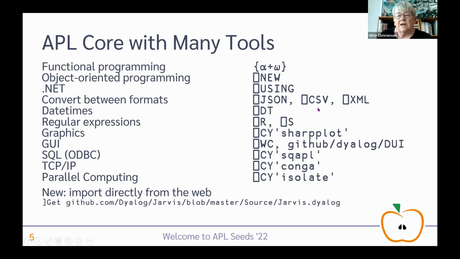You need to get data in and out of your workspace where you can process them. So we have various functions to, for instance, import comma-separated variables or data in XML format or JSON format. We have date-time functions. We have regular expressions, built-in graphics, plots. We have a very good interface to Win32, where we have tools to create graphical user interfaces.